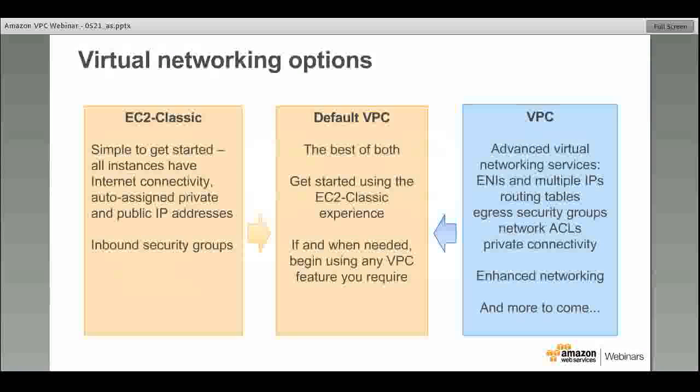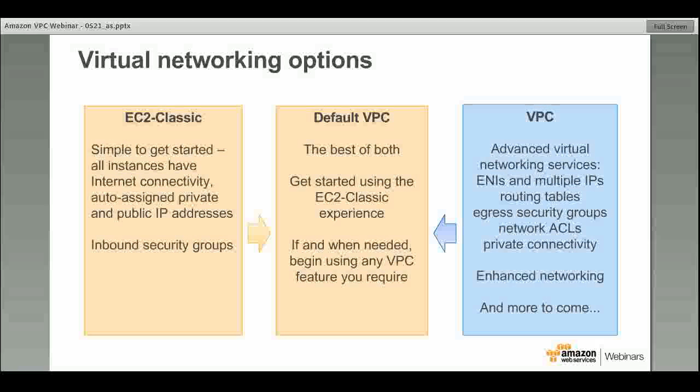Before I begin, I want to briefly review some of the terminology that you may see throughout the day. When EC2 launched, initially we launched with what we call our classic networking experience. This is an experience that is fairly simple to get started. Every instance in our classic environment has internet connectivity, as well as private and public IP addresses that are automatically assigned by AWS. And to control inbound access to instances, customers are able to use inbound security groups to allow access to certain ports and IP addresses.